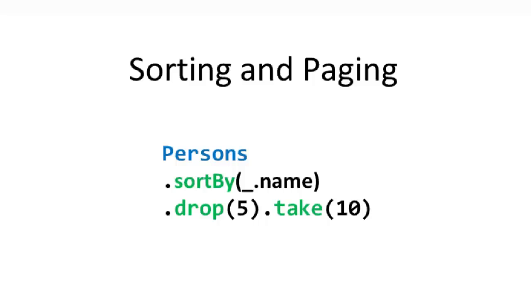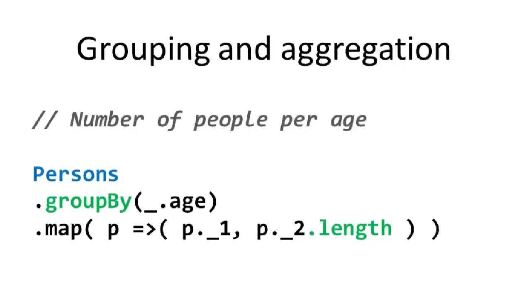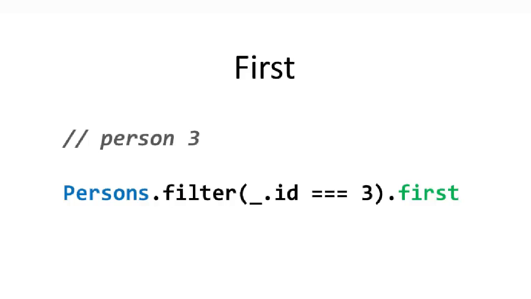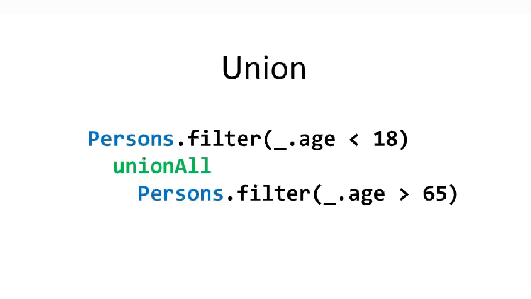Okay, so let me run you through a couple of features Slick supports as well. You can do sorting, which I showed you, but you can also do drop and take for pagination. You can do group by and aggregations, length, count, average, stuff like this. You can do something like first, where you get the first element of a list, for example, when you know it only has one because you got it by ID. You can union things, and there are more things.